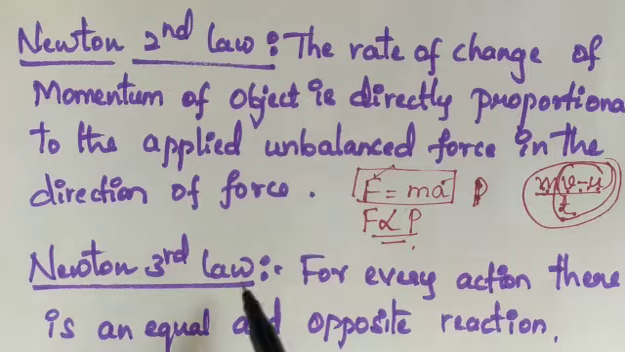Next, Newton's third law states that for every action there is an equal and opposite reaction. So when we throw a ball onto the wall, with the same force the ball comes back in the opposite direction. That is an example we can give for Newton's third law.